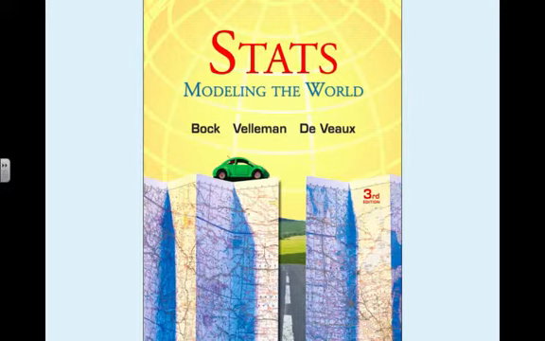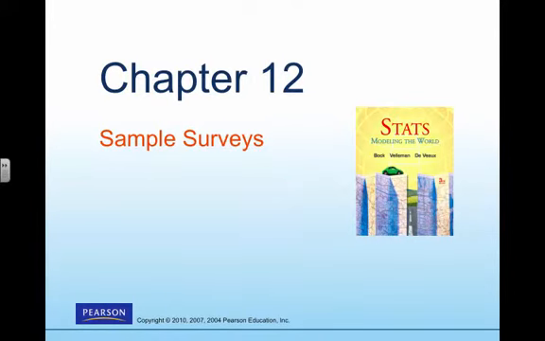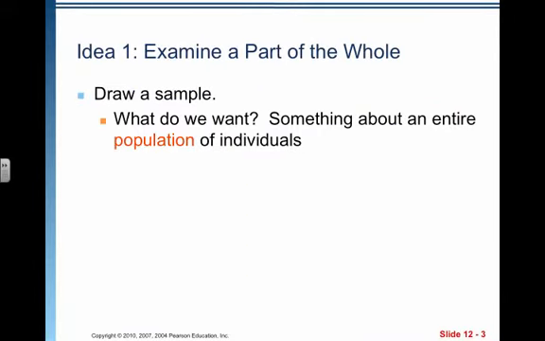This is actually our first unit in AP Statistics. Chapter 12 is on sample surveys. Remember, we're focusing on producing good data first, and then we will learn how to work with the data. Okay, the first big idea with sampling and surveys is actually drawing the sample. That may sound kind of evident, but it is the first concept.